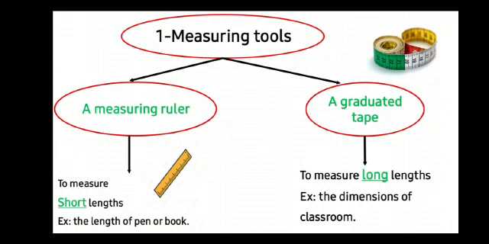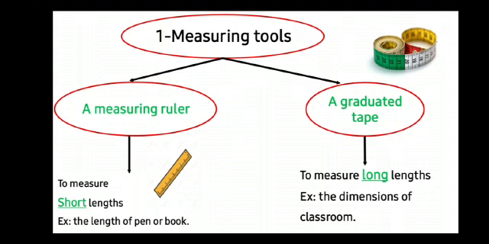So the measuring ruler is used to measure short length, the length of a short object. Example: the length of the pen or the book. Ruler, short length. The ruler is used to measure short length. Example: the length of the book or the pen.